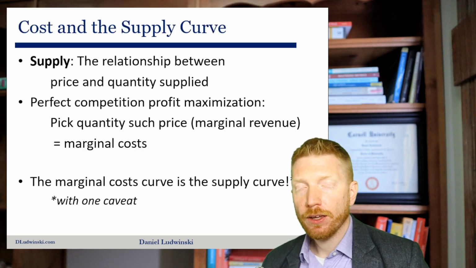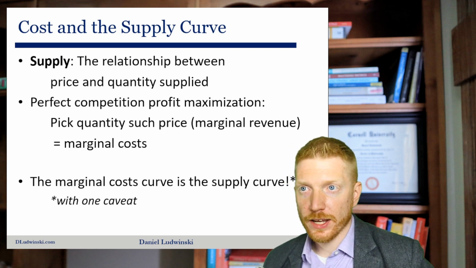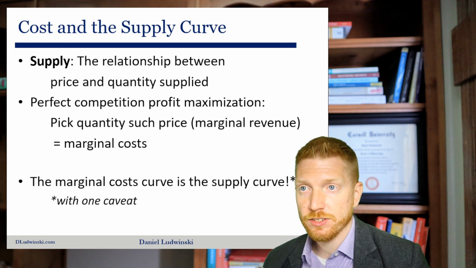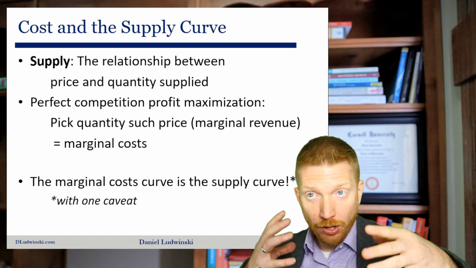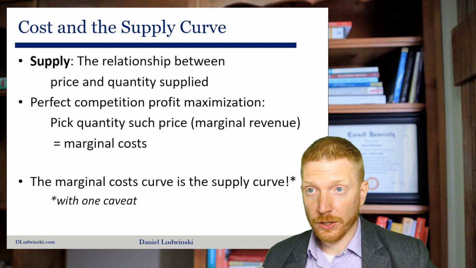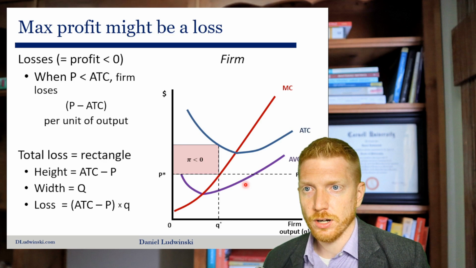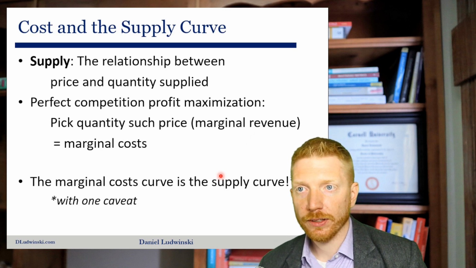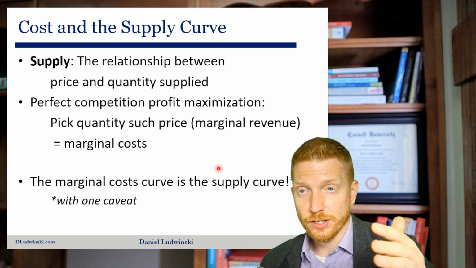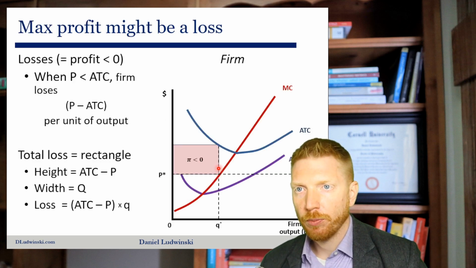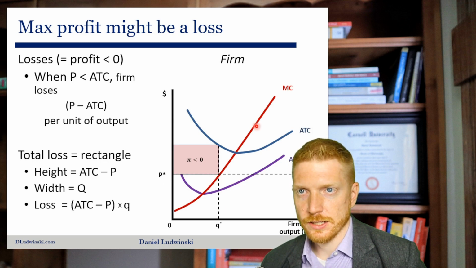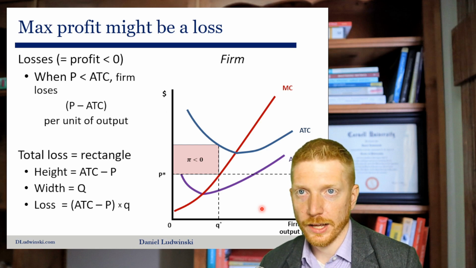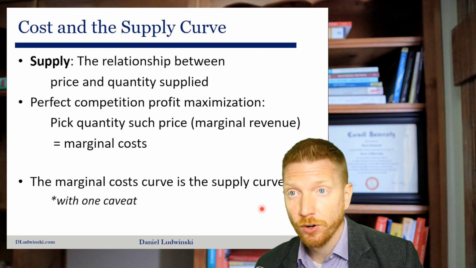So one other note here. Supply, if you recall, is the relationship between price and quantity supplied. What we just established was that in perfect competition, when you're maximizing profit, you pick the quantity such that price, which is marginal revenue, they're equal in perfect competition, equals marginal cost. So we're finding this point where price equals marginal cost. That maximizes the profit. In other words, what we're doing here is mapping a price to a quantity. A higher price, higher quantity. And that's actually the definition of supply, mapping a price to a quantity supplied. So the marginal cost curve is the firm's supply curve.